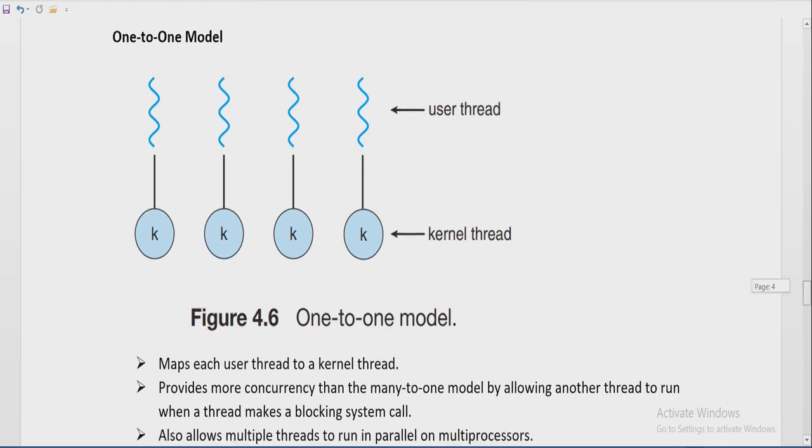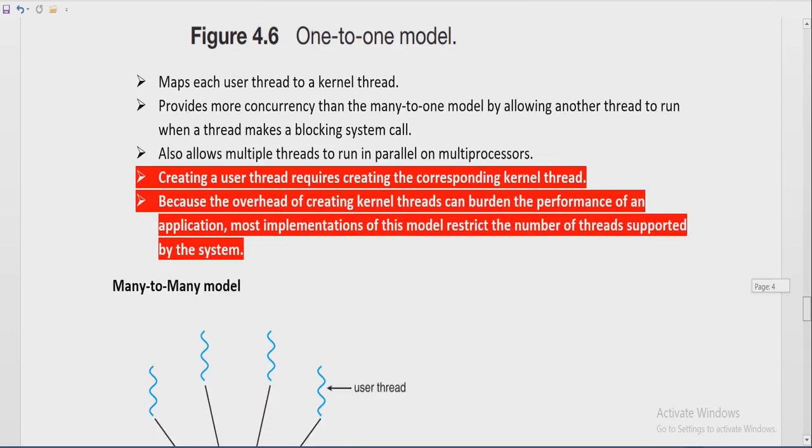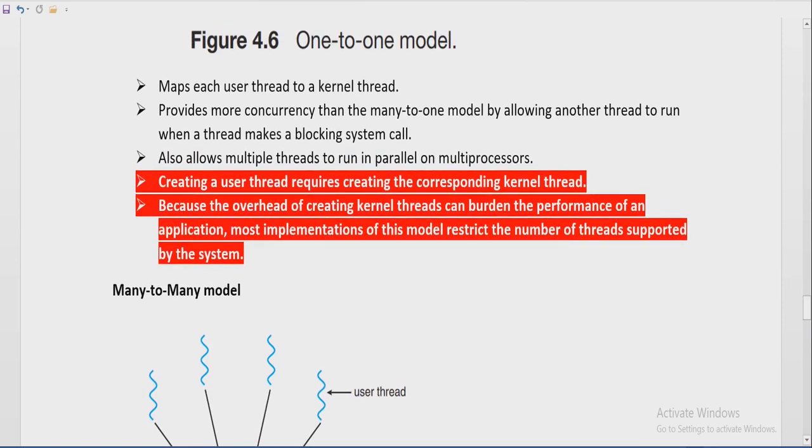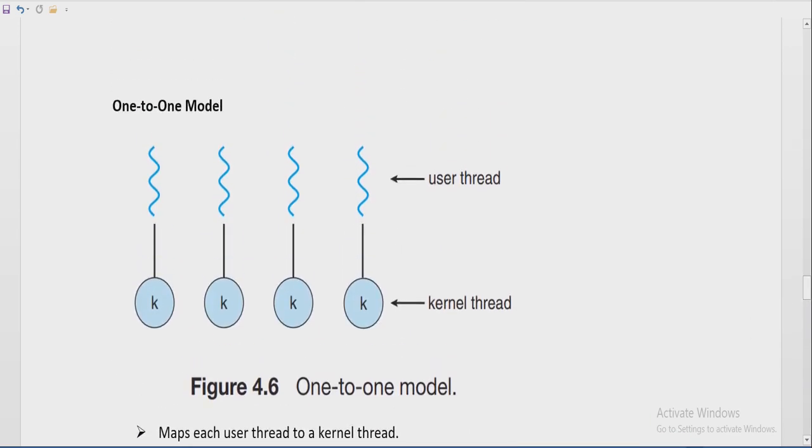Okay, and here it allows multiple threads to run in parallel on multiprocessors. So which means here we have one user thread to one kernel thread. Okay, and if there are multiple processors, each processor here has 4 threads, right? So each kernel thread will run on each processor. Okay, so that's the thing here.